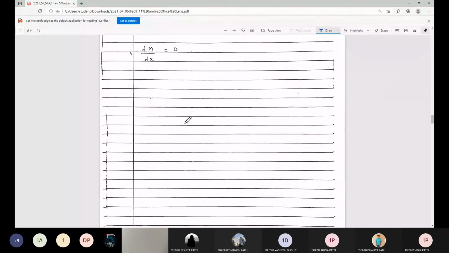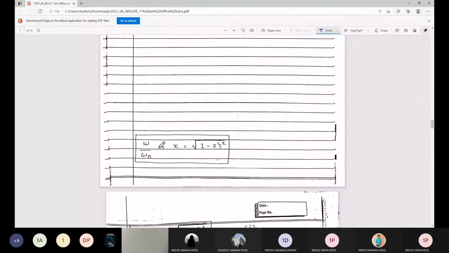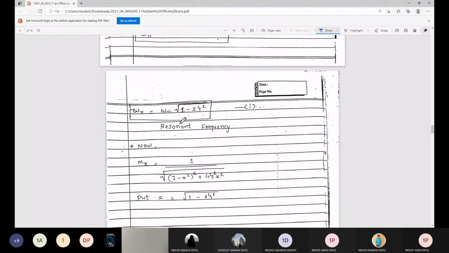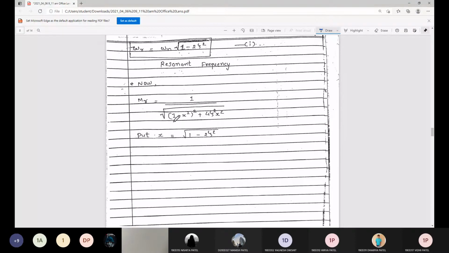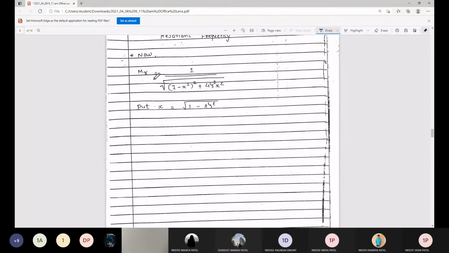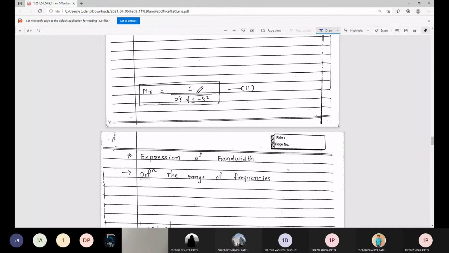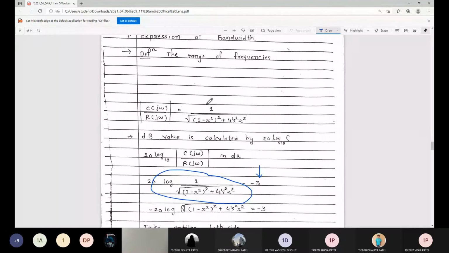We have got the value of omega by omega n equal to x, where x is equal to under root 1 minus 2 zeta square. So omega r is the resonant frequency. Then we have also derived the formula for Mr, which is nothing but the resonant peak. The resonant peak Mr is equal to 1 upon 2 zeta under root 1 minus zeta square. Then we have gone for the expression for bandwidth.